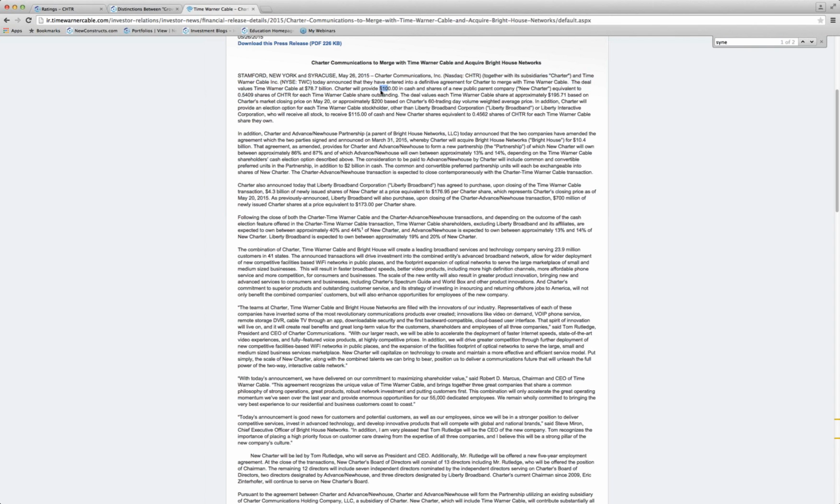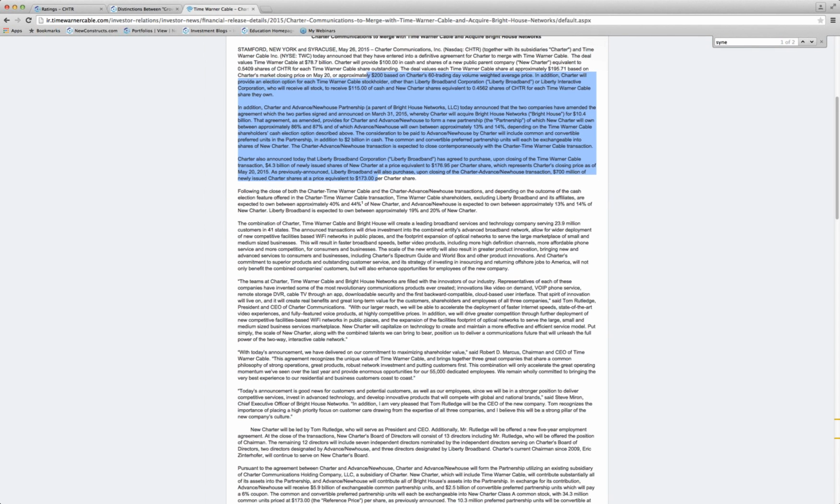There are the stats: $100 in cash and 0.5409 per share. Values Time Warner at approximately 195.71. That all matches my model, right? Okay, here they are talking about the deal. No talk about synergy, even though they're paying a premium. But that synergy comes out to be about $7 billion.